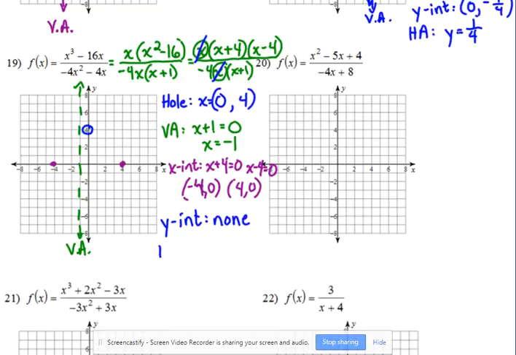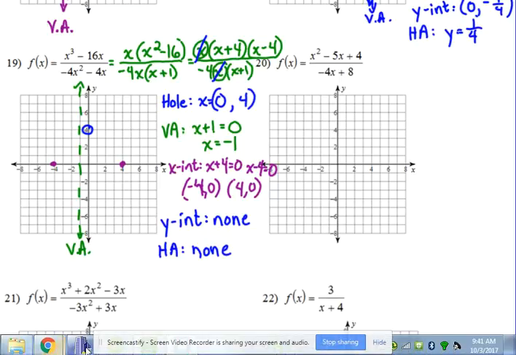And last thing, horizontal asymptote. What we got? None. The degree of the numerator is greater than the degree of the denominator. We've got cubed in the numerator, we've got squared in the denominator. So numerator is bigger, it's none.